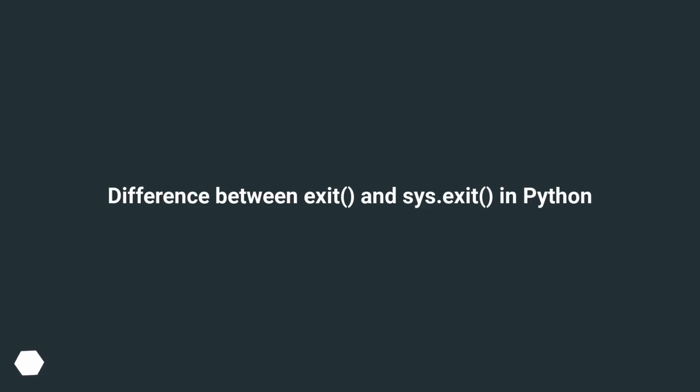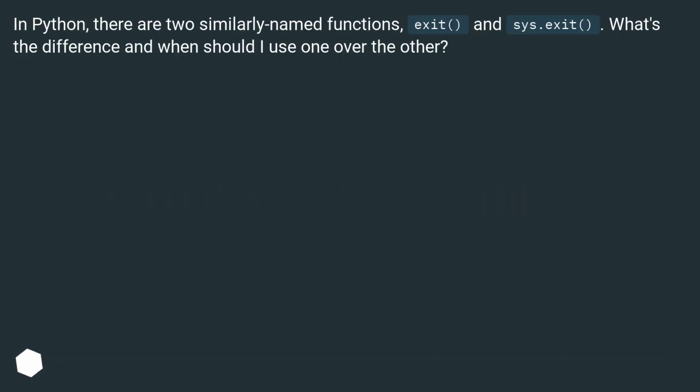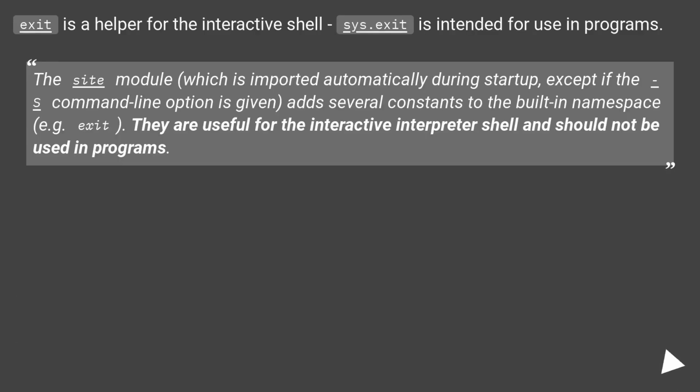Difference between exit and sys.exit in Python. In Python, there are two similarly named functions, exit and sys.exit. What's the difference and when should I use one over the other? Exit is a helper for the interactive shell. Sys.exit is intended for use in programs.